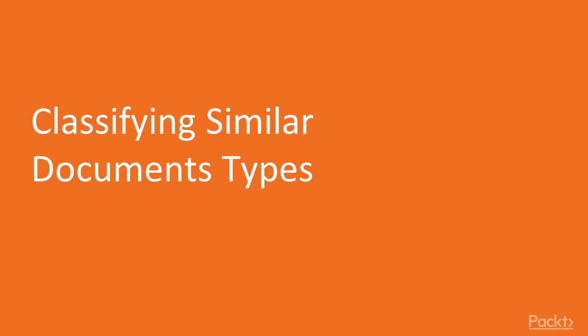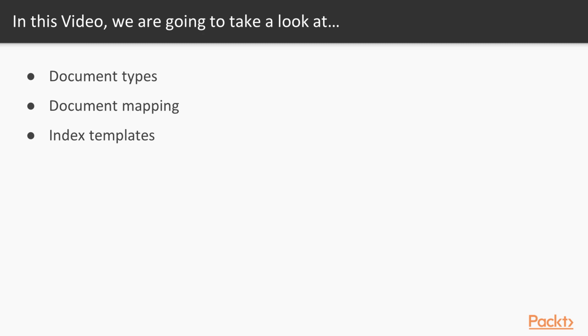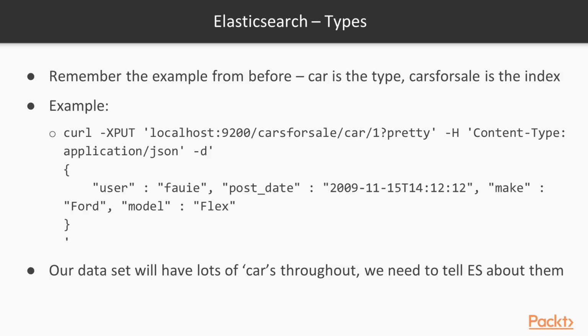In this video, we'll talk about classifying similar documents using document types. We're going to look at document types, document mappings, and index templates. We talked about index templates in the last video, so we're going to dive deep into those. All right, let's do a little review.